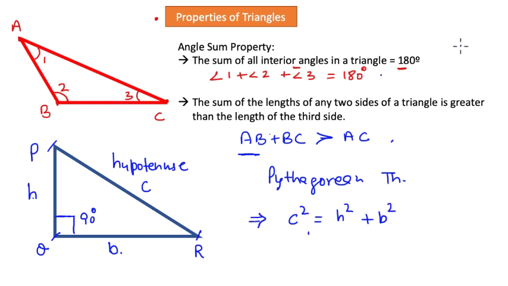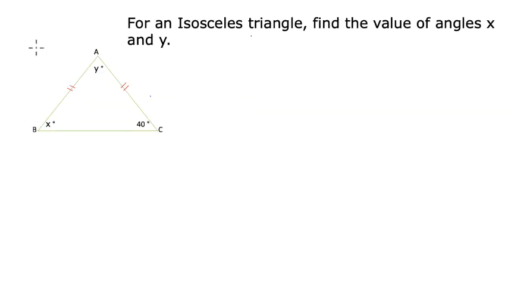Now with the help of these three properties, 1, 2, and 3, we can basically solve any problem related to triangles. So let's take a look at some examples and how we apply these fundamentals to solve whatever is unknown in a triangle. Now let us take a look at one example here. We are given an isosceles triangle. Find the values of angles X and Y that are unknown in this triangle.